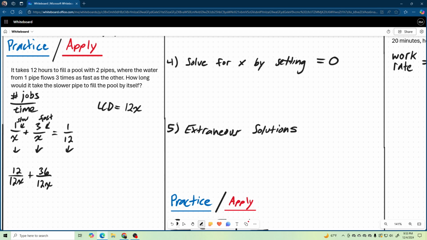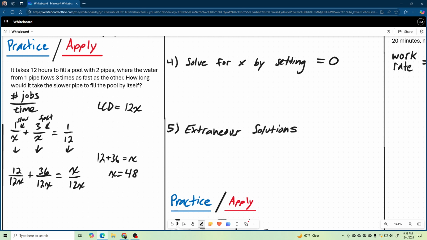And the last one, we have a 12, but we need it to be a 12x, so we have to multiply the top and bottom by x. So we have x over 12x. And now remember, because we have a fraction and all the denominators are the same, we can just add across the top. So we know 12 plus 36 equals x. So we know that x equals 48.